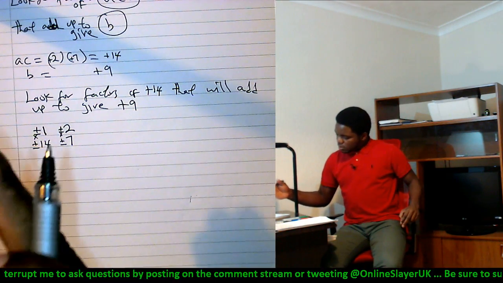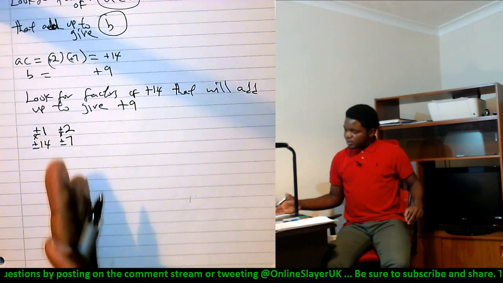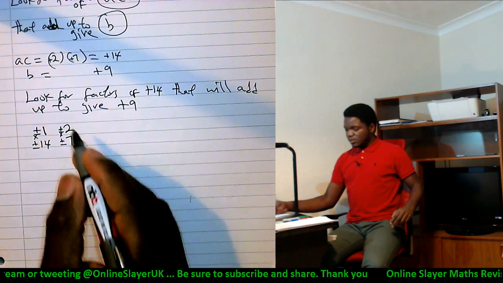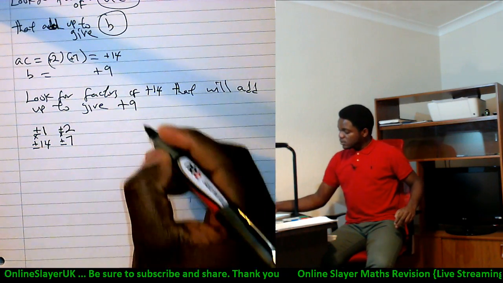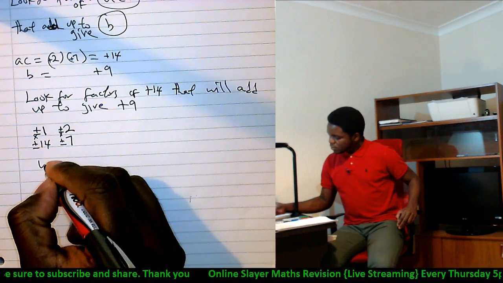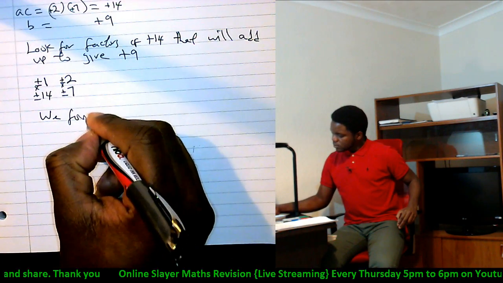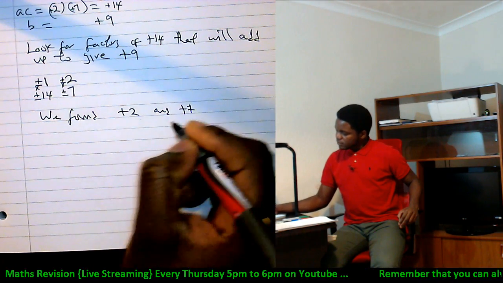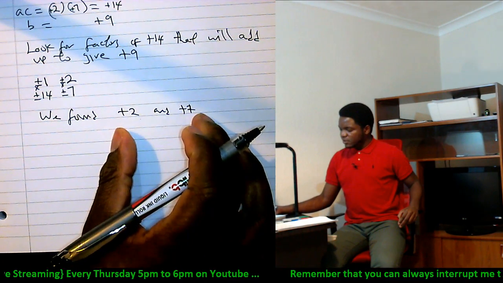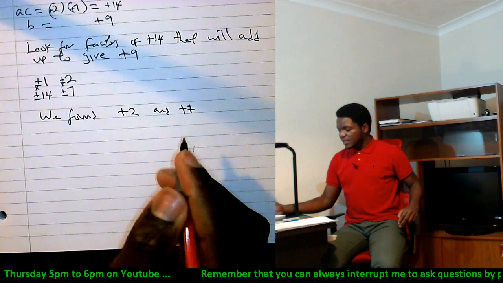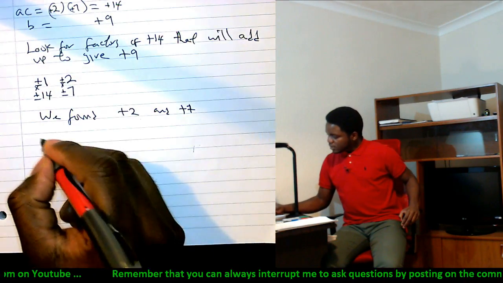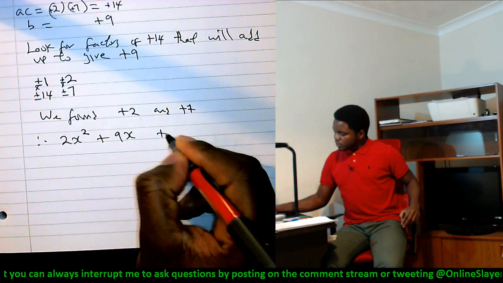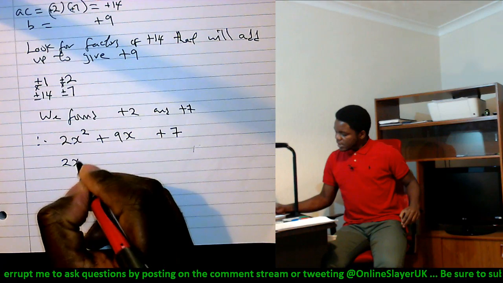Now, which of them will you add up to get plus 9? That's plus 2 and plus 7. So, therefore, we found plus 2 and plus 7. Because when you multiply them, you get plus 14. And when you add, you get plus 9. And that goes back to the question. Therefore, 2x squared plus 9x plus 7 can become 2x squared.